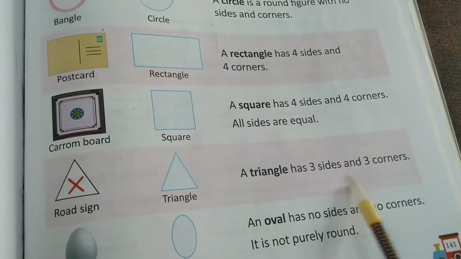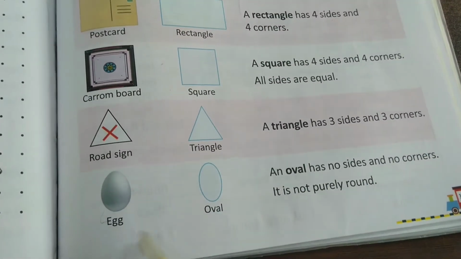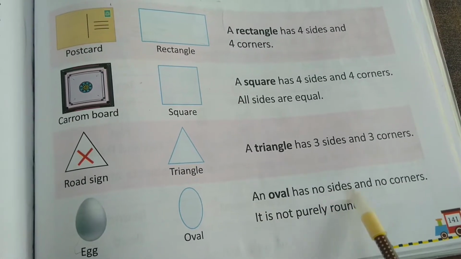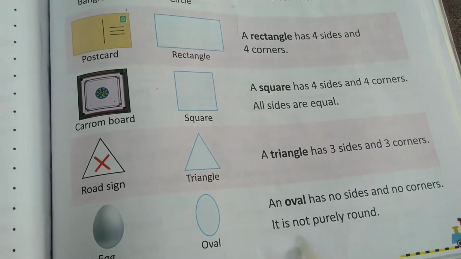Road sign: it's a triangle. A triangle has 3 sides and 3 corners. Egg: which is in oval shape, and an oval has no sides and no corners. It is not purely round.